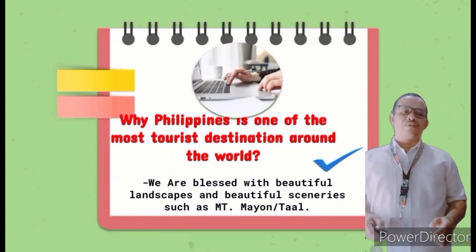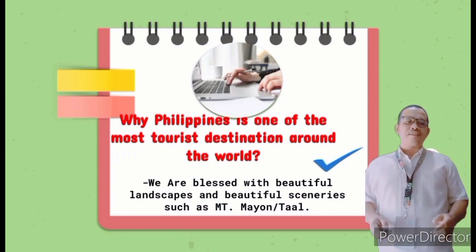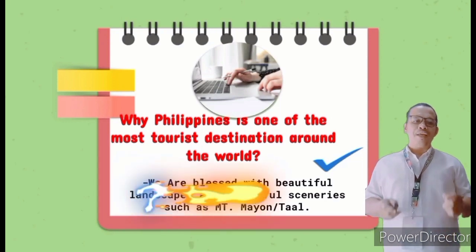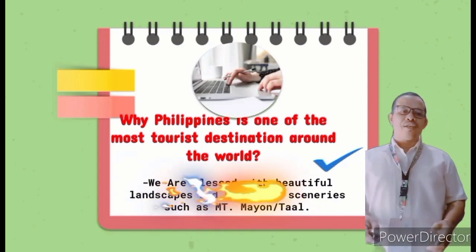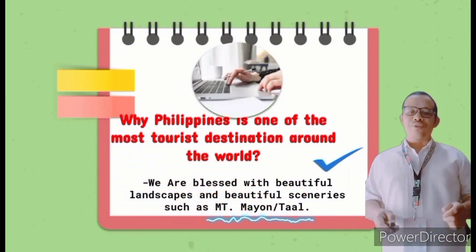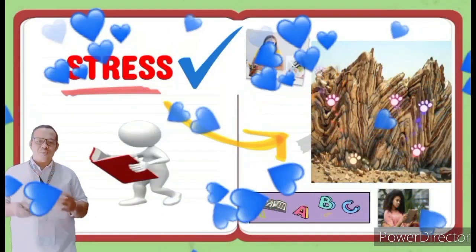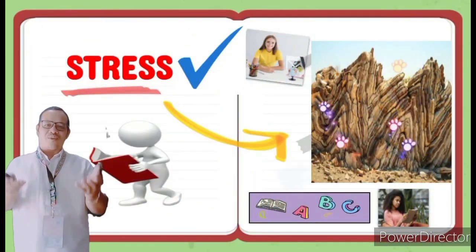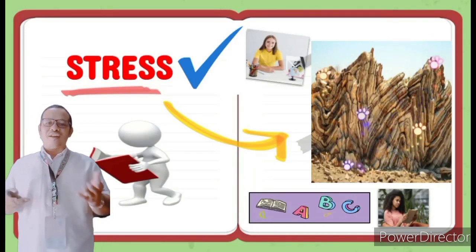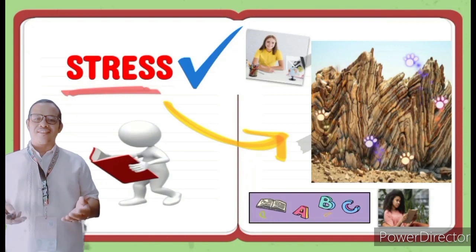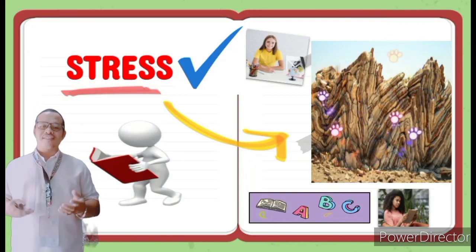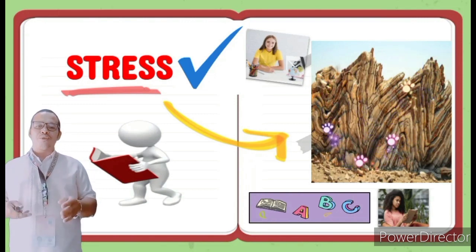Okay, very good. The Philippines is one of the most popular tourist destinations around the world because we are blessed with beautiful landscapes and sceneries such as Mount Mayon and Mount Taal. As we have mentioned earlier, you are correct, class. Why? The Philippines is truly blessed with different beautiful sceneries such as Mount Mayon and Mount Taal.